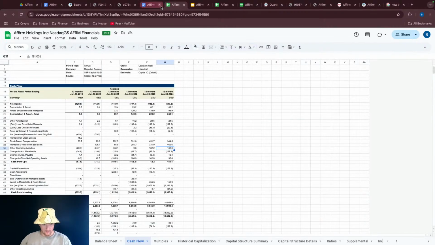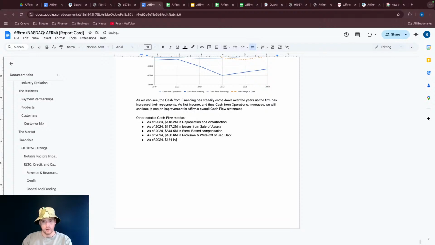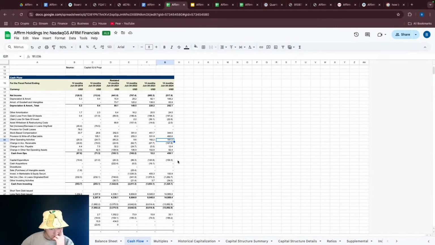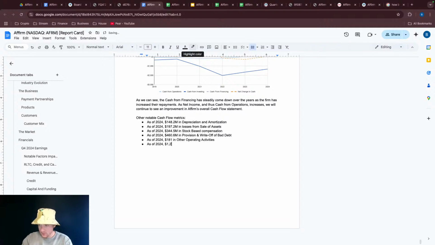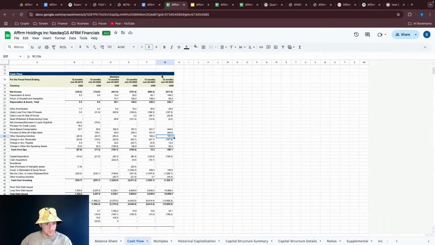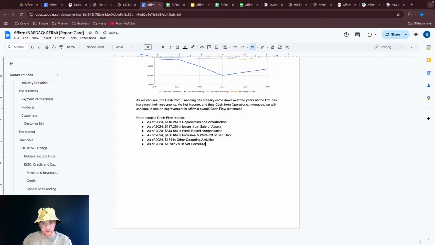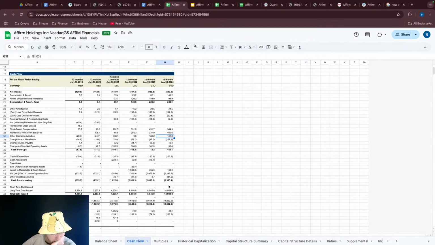$181. In other operating activities. $1,282.7 million in net decrease in loans originated, sold. Wow, they're in the hole from investing.